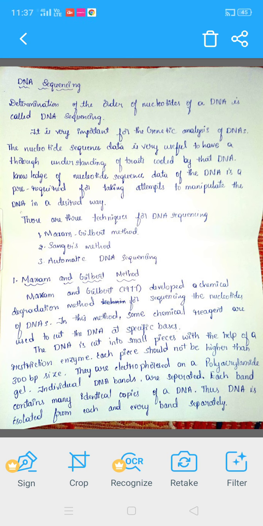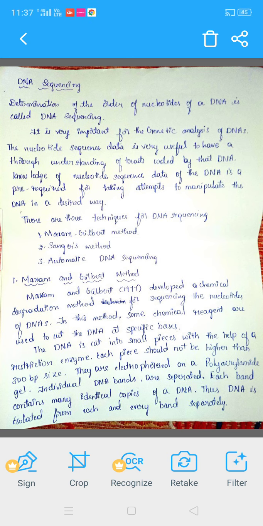Knowledge of nucleotide sequence data of the DNA is a prerequisite for taking attempts to manipulate the DNA in a desired way. There are three techniques for DNA sequencing: Maxam Gilbert method, Sanger's method, and automated DNA sequencing. First one, Maxam and Gilbert method. Maxam and Gilbert in 1977 developed a chemical degradation method for sequencing the nucleotides of DNAs.